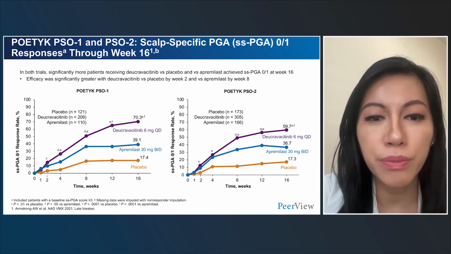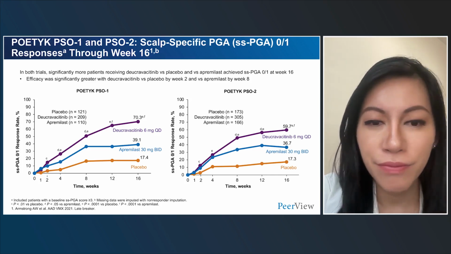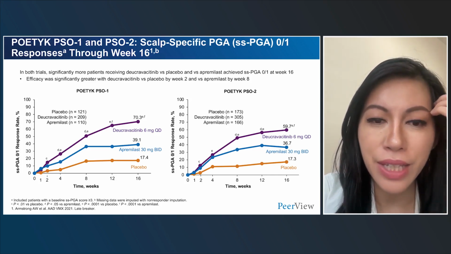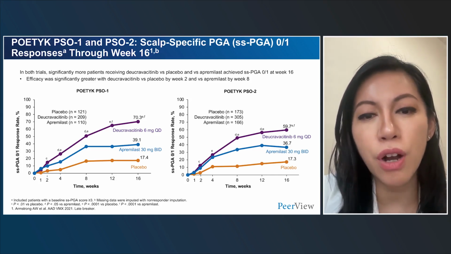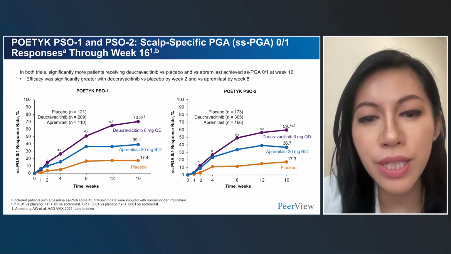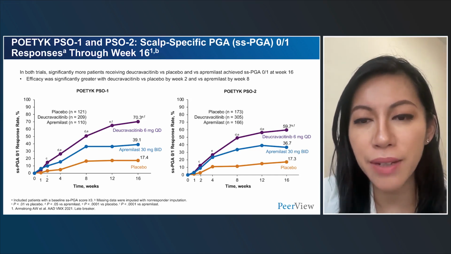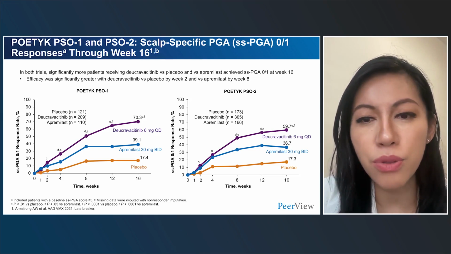And that improvement is also superior to apremilast. As you can see here, about 40% of the patients on apremilast achieve clear or almost clear of their moderate to severe scalp disease from baseline. And then this result is also replicated in the sister study.